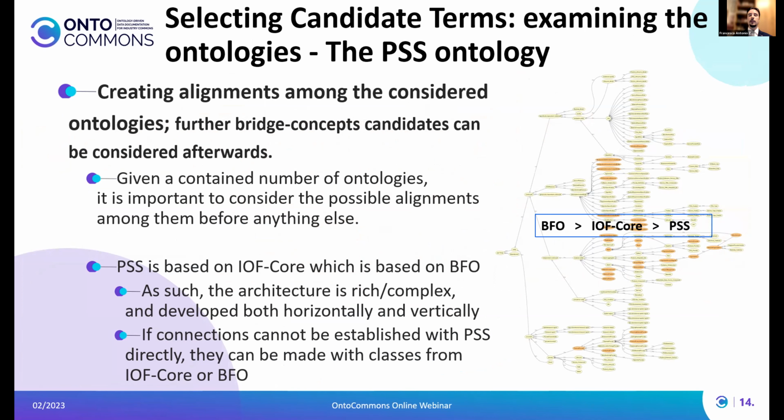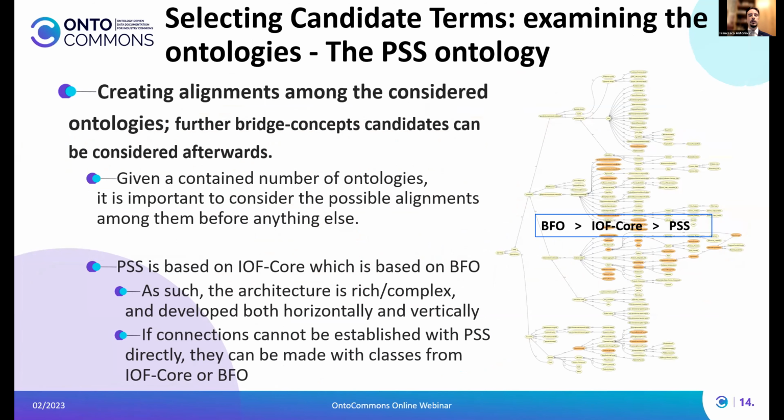As you can see, PSS being based on UF core, which in turn is based on BFO, offers quite a lot of choice. The figure should speak for itself. If a connection cannot be made with PSS directly, classes from the upper level ontologies can provide support.